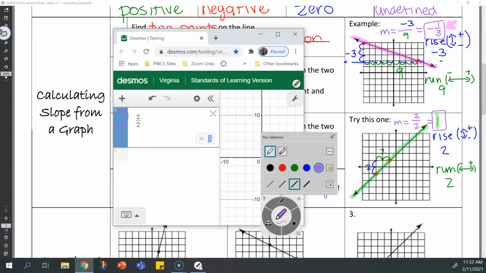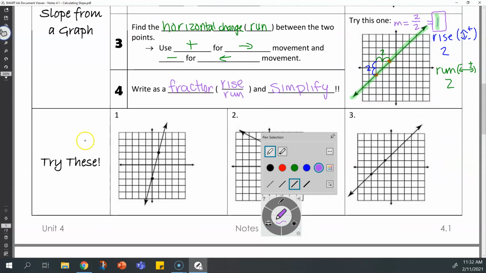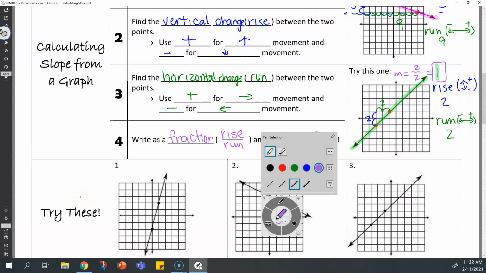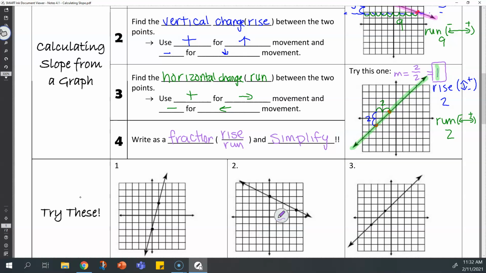Okay, so with that in mind, go ahead and do numbers 1, 2, and 3 on your own. Remember that you're finding your 2 points, finding the rise, finding the run, and then writing that as a fraction, rise over run, and simplifying. Okay, do this work on your paper. You can pause the video, calculate this out, and then come back here and check your answers with my answers.